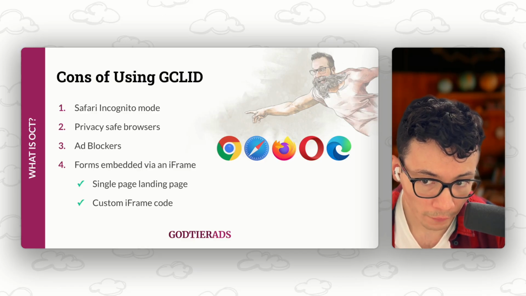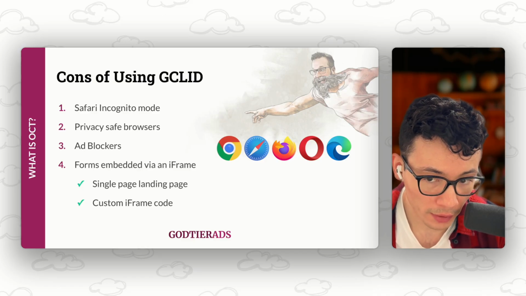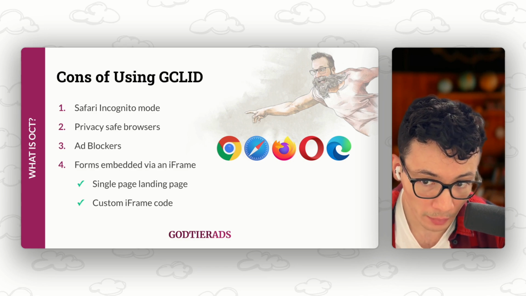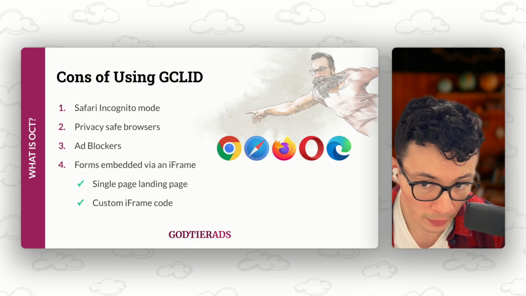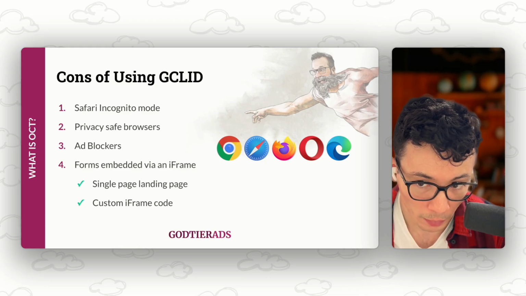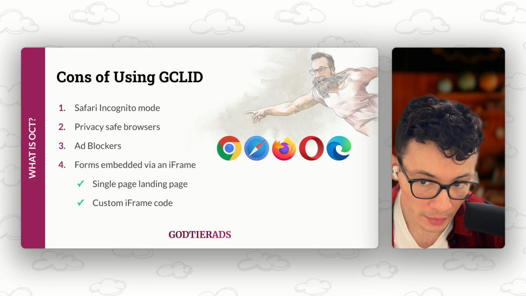So as good as offline conversion tracking is, there are some downsides to using Google Click ID. The first point is Safari incognito mode will actually strip out the appended Google Click ID parameter if a user clicks on an ad while within Safari incognito mode. So what happens is before your page loads, the parameter name and parameter value, Google Click ID, will be deleted, basically before your page loads.